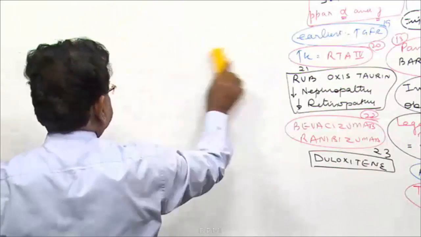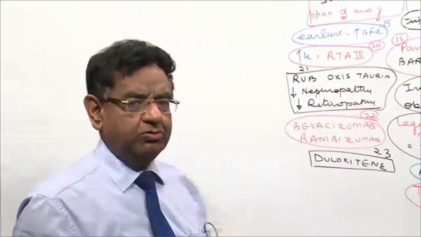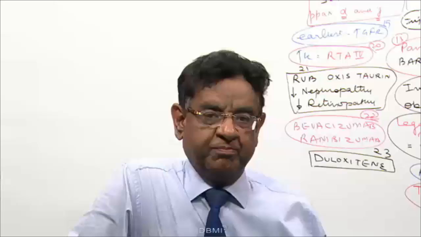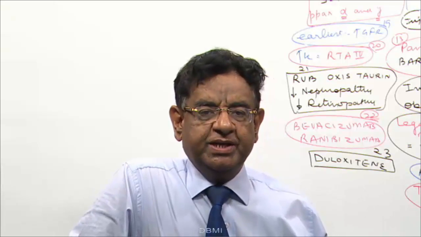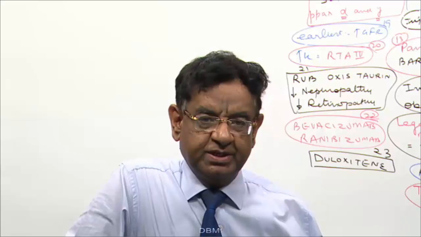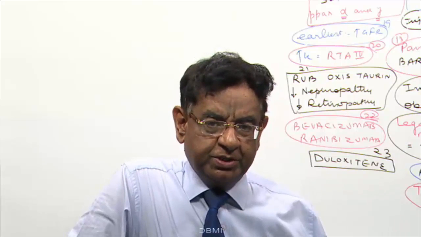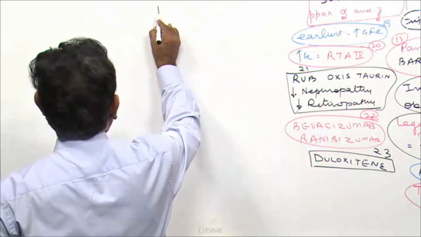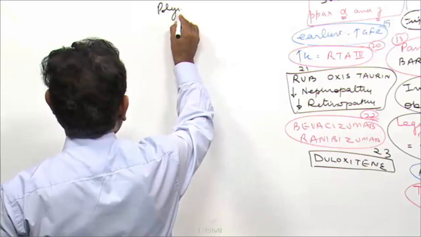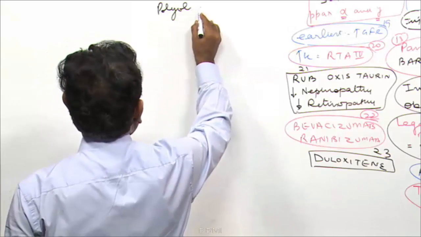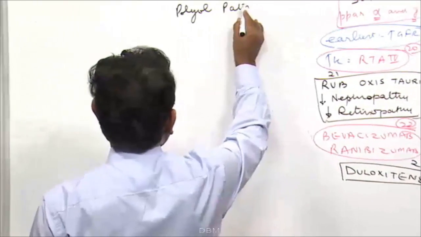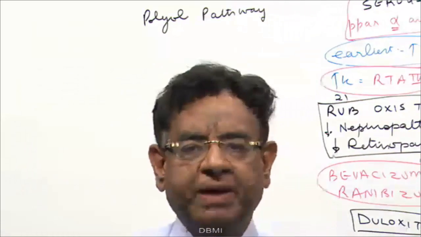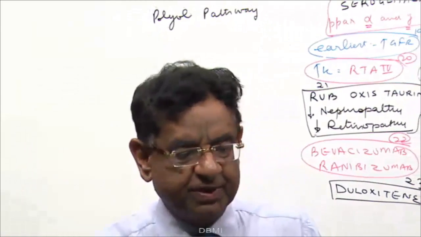Now the question comes, how do all these diabetic complications occur, especially the chronic complications? There are various theories given for this, but one of the very important theories is the polyol pathway theory. How the diabetic complication occurs, especially the chronic complication.